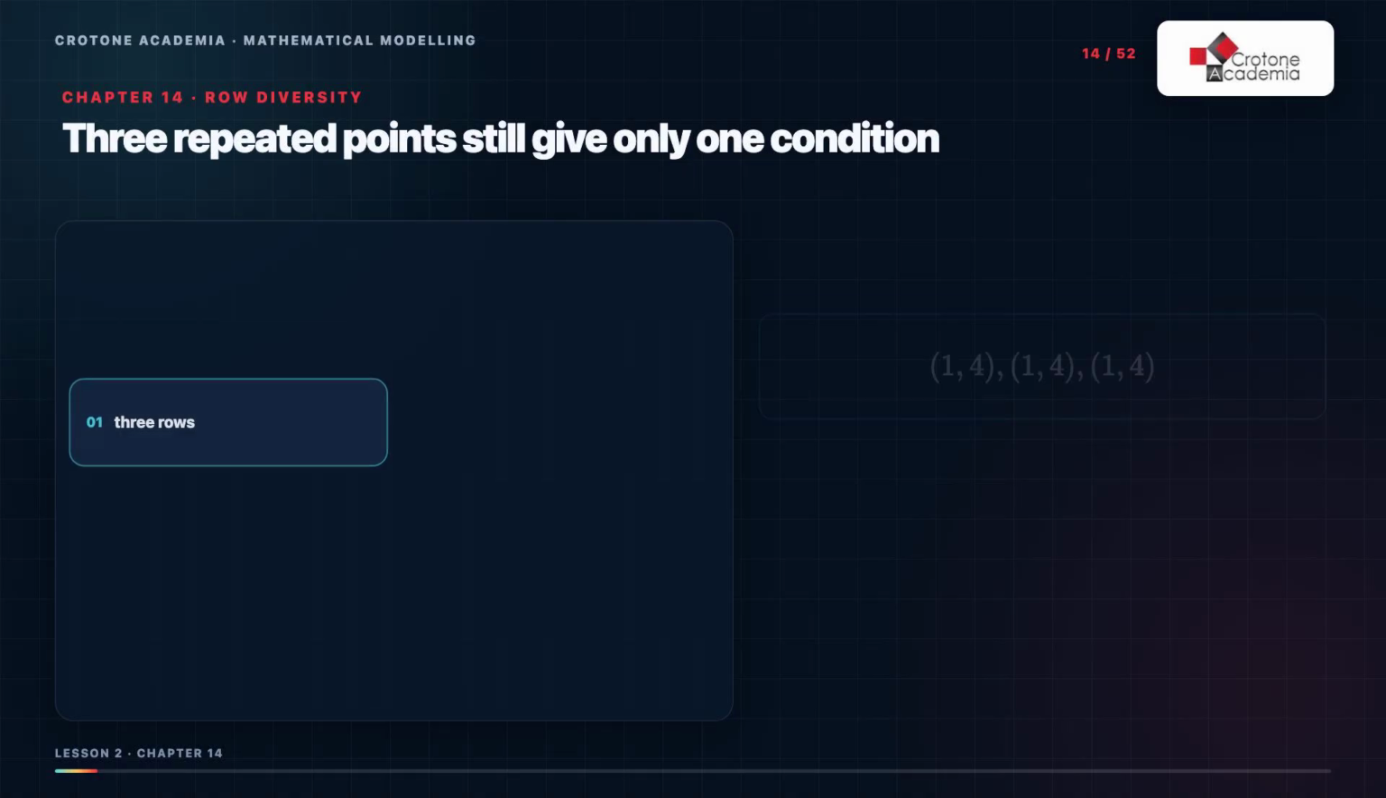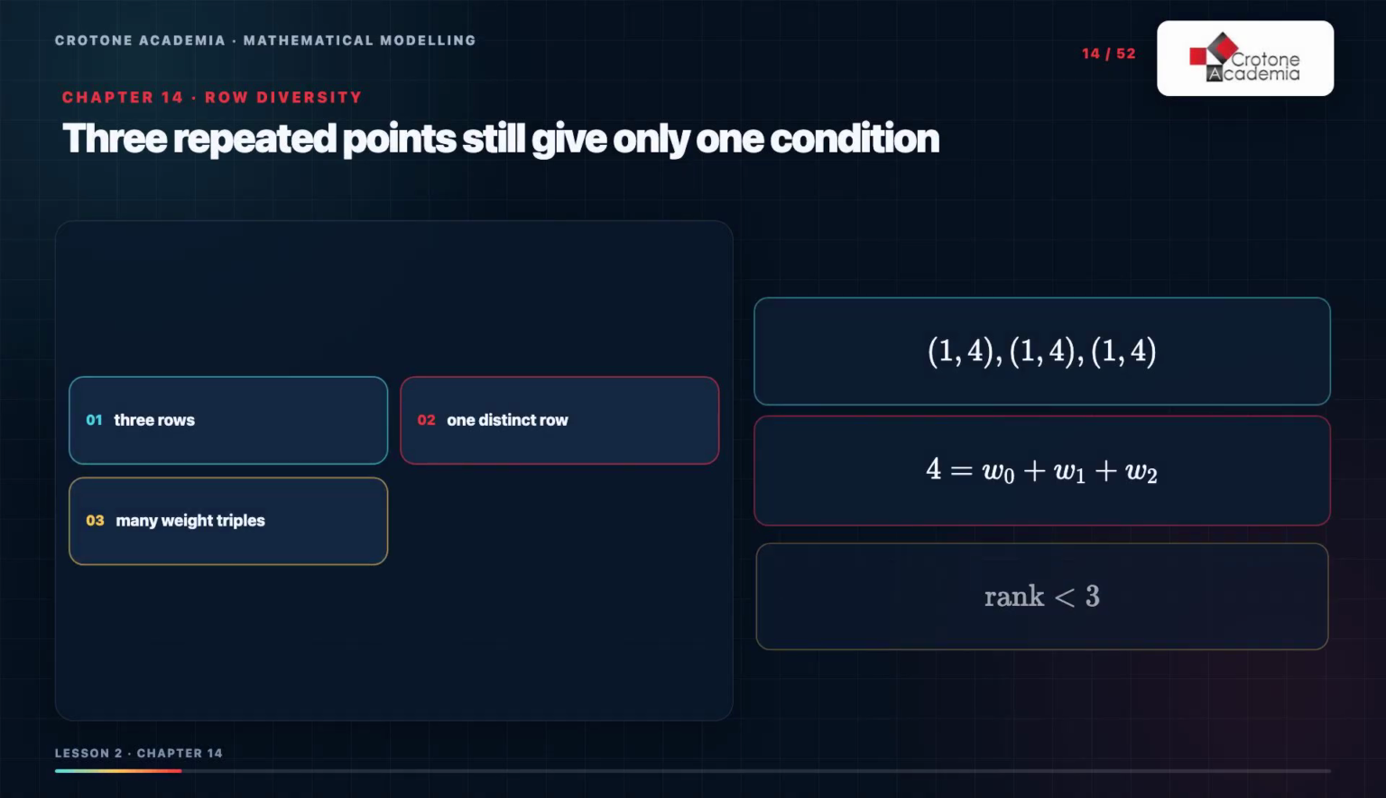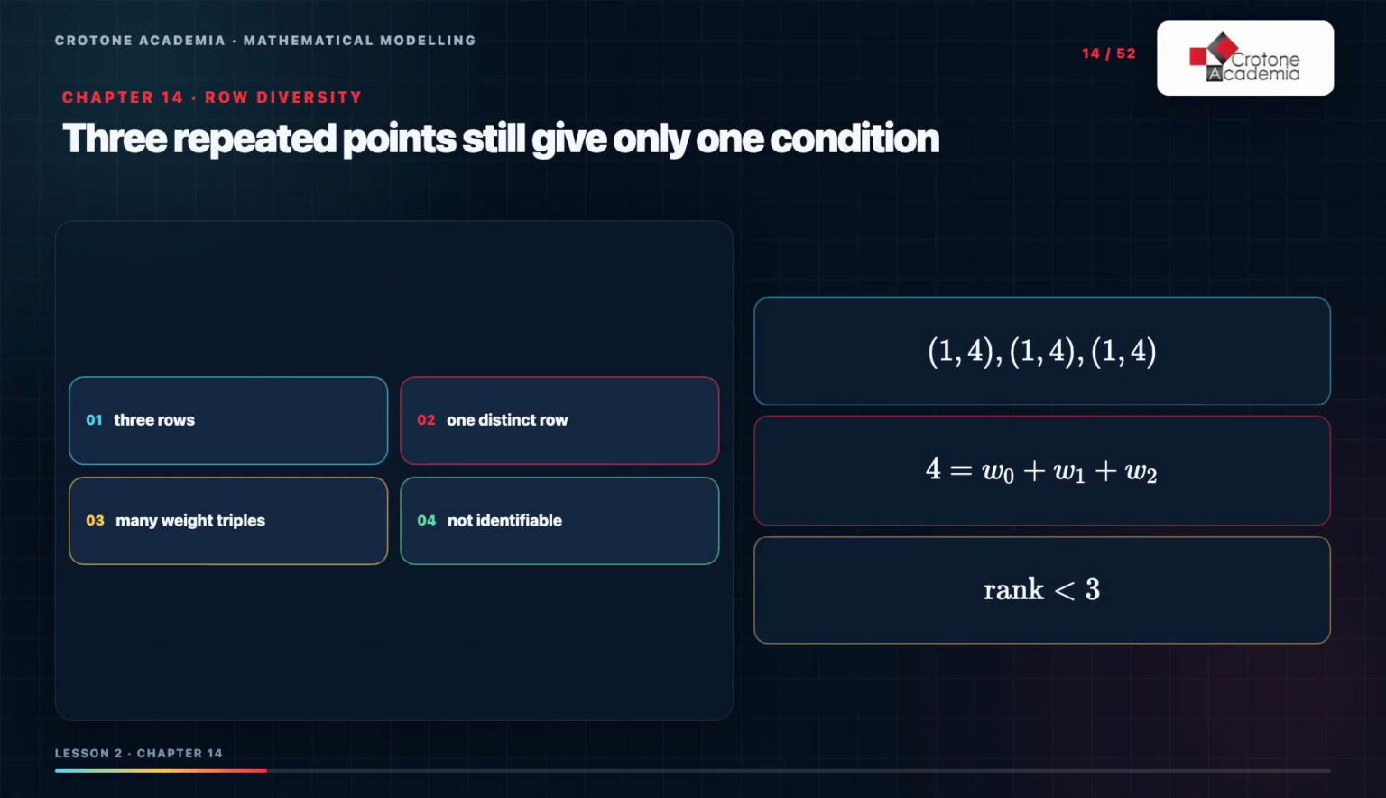Now repeat the point (1, 4) 3 times. Every row says 4 equals w0 plus w1 plus w2. Many triples satisfy that single condition: (1, 2, 1), (4, 0, 0), or (0, 1, 3). The row count is 3, but the independent information count is 1. We need a mathematical object that exposes this structure. That object is the design matrix, and the measure is its rank.